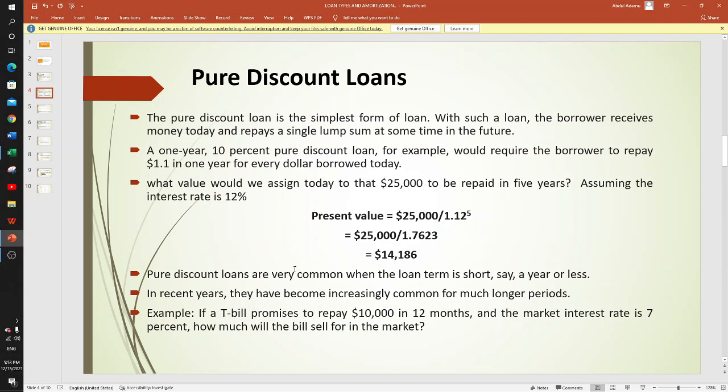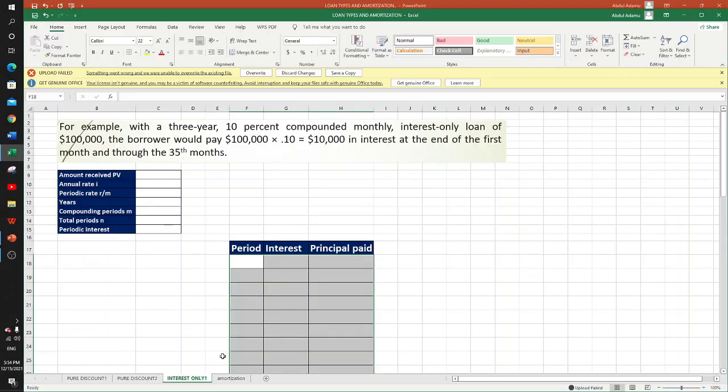Pure discount loans are very common when the loan term is short, usually a year or less, and they have become increasingly common for much longer periods. So let's demonstrate, using this example, how we arrive at this 25,000, and see how this will pan out. Let's go to our Excel.